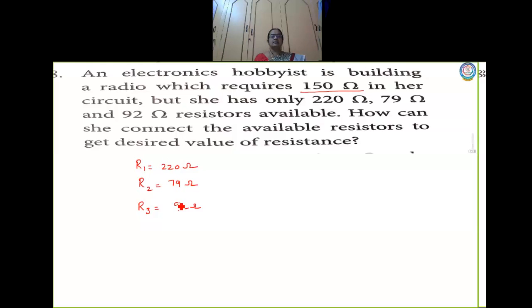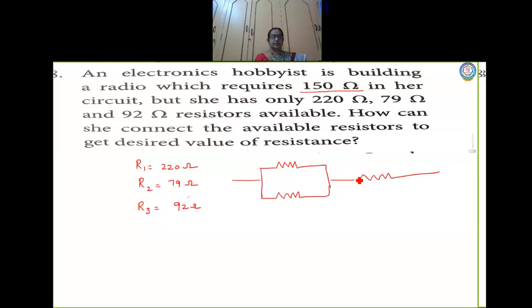But when I add these, I will not get 150. And when I take the reciprocal also, I will not get 150. So what I have to do is connect in such a way that two resistors are in parallel and that combination is connected in series with the other one. If I try that, I may get the answer. So let me draw the circuit diagram for that. Now these are the two resistors. Now how should these resistors be connected?